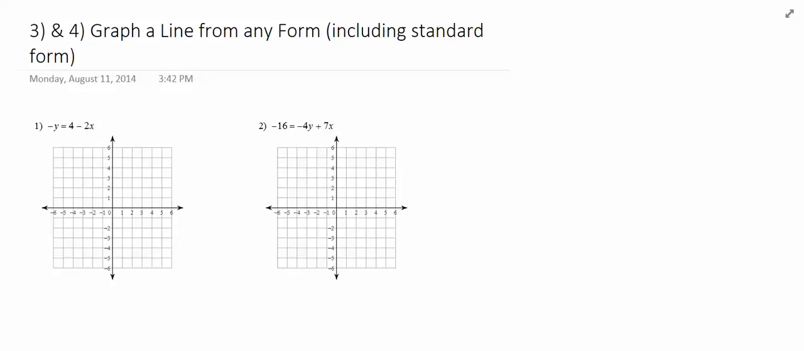Alright, we're going to talk about graphing a line from any form. The biggest thing that you need to remember is you always want to put it in slope-intercept form. So the y equals mx plus b form is always the form you want to do. You always want to get y by itself, so it's kind of like you're solving for y.